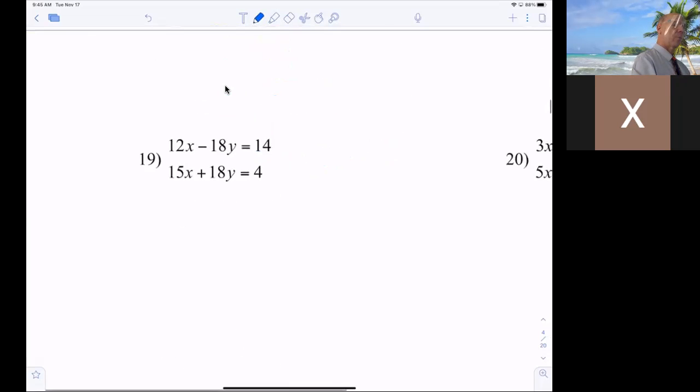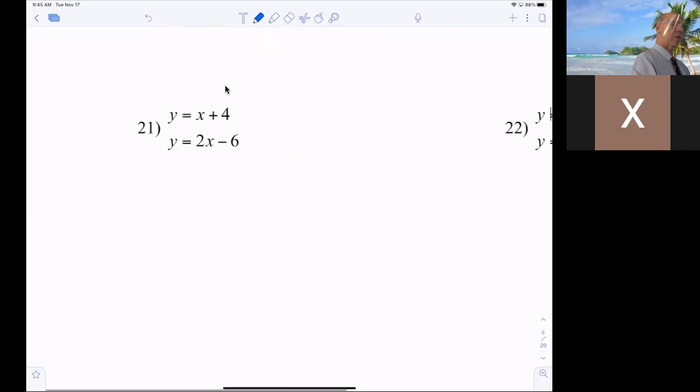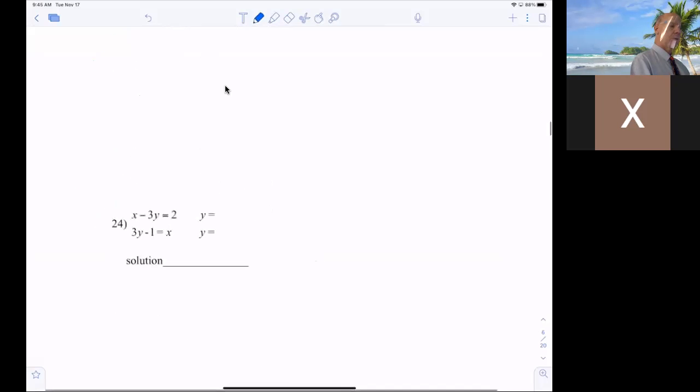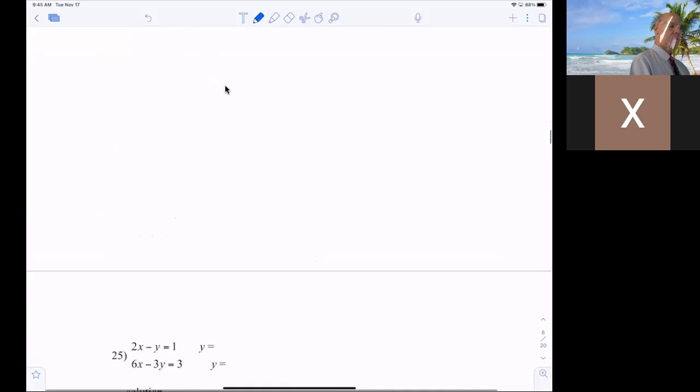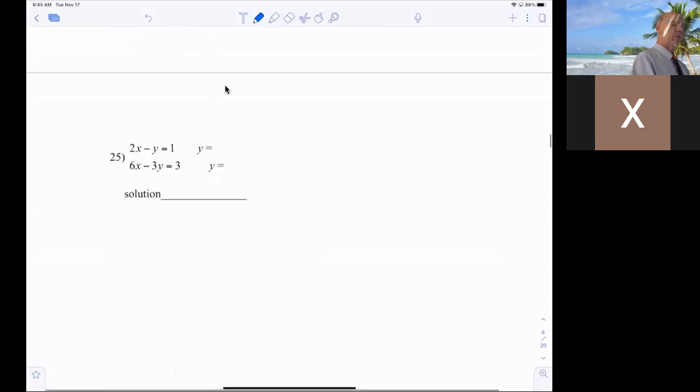19, check that one for homework. 20, check that for homework. Or I'm sorry, 21. 23 is homework. 24 is homework. All right. Now I'm going to do 25 with you now.